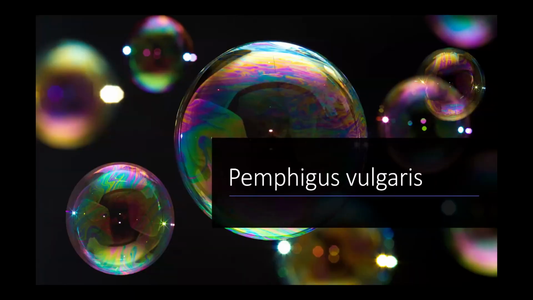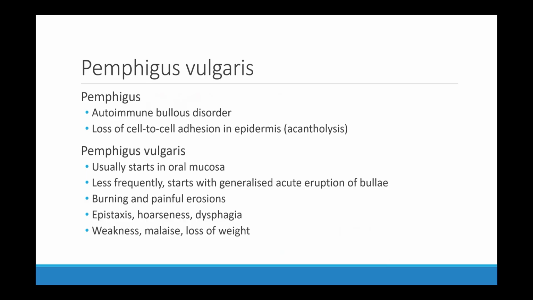The first condition we're looking at is pemphigus vulgaris. Pemphigus is an autoimmune bullous disorder characterized by loss of cell-to-cell adhesion in the epidermis, which is known as acantholysis. Pemphigus vulgaris usually starts in the oral mucosa, but less frequently with generalized eruption of bullae. The patient can develop burning and painful erosions with epistaxis, hoarseness, and dysphagia, as well as weakness, malaise, and loss of weight.